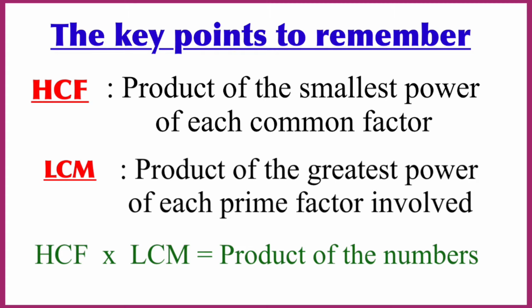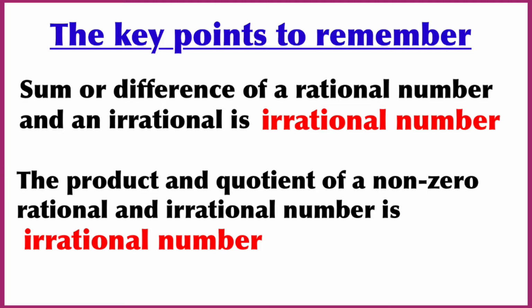And about irrational numbers, these two key points. Sum or difference of a rational number and an irrational number is an irrational number. Second one is the product and quotient of a non-zero rational and irrational number is also an irrational number.